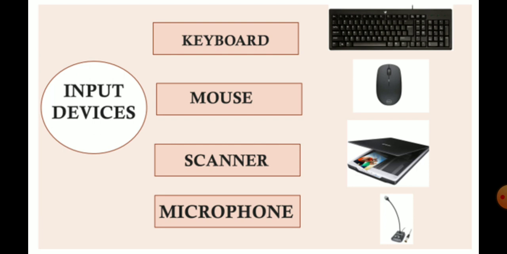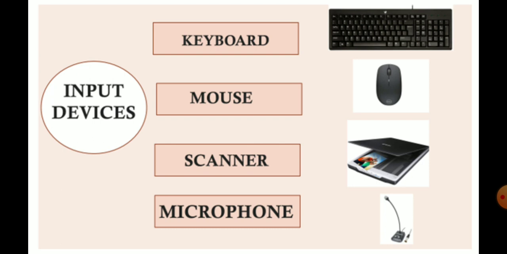Then the third type of input device is a scanner. Now what is a scanner? Just like a photocopy machine, which copies text and pictures from one paper to another, a scanner copies text and pictures from paper onto a computer. In other words, a scanner creates a digital copy of what is there on the paper.